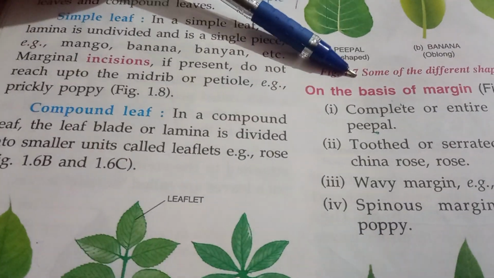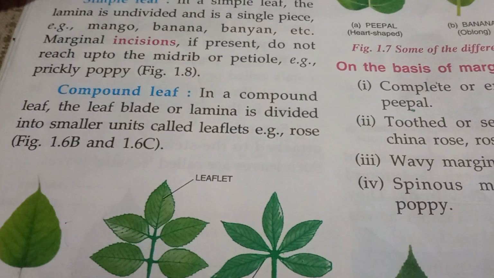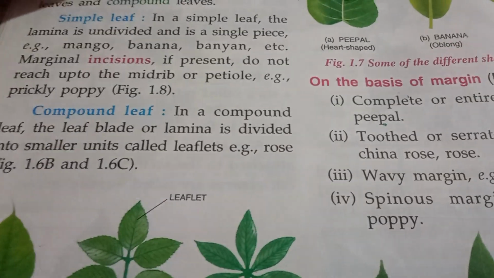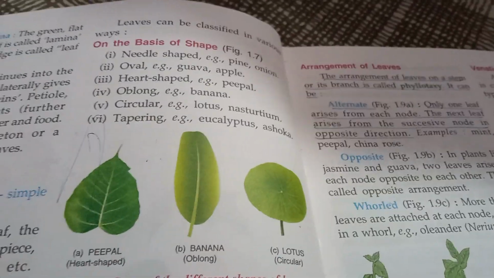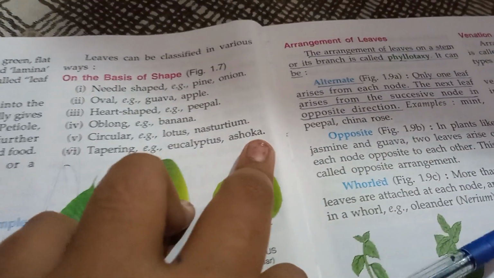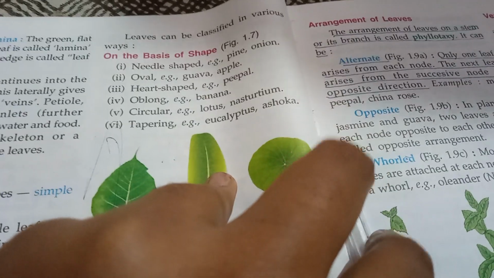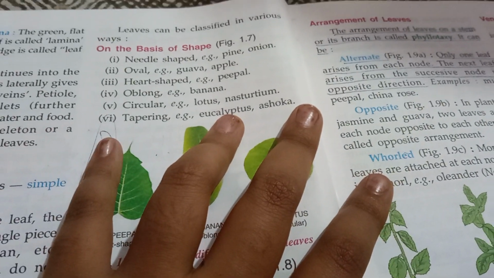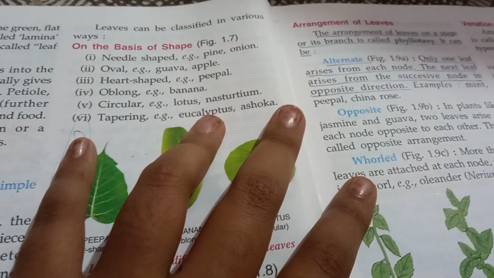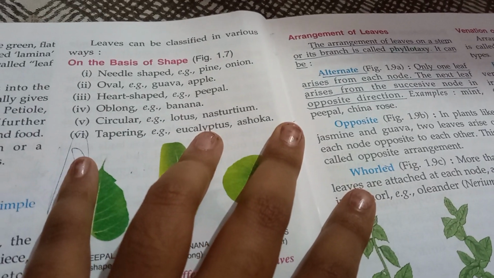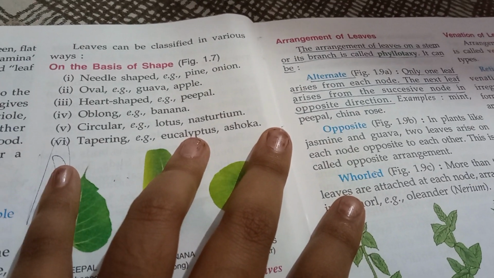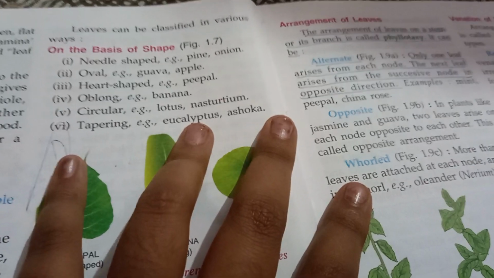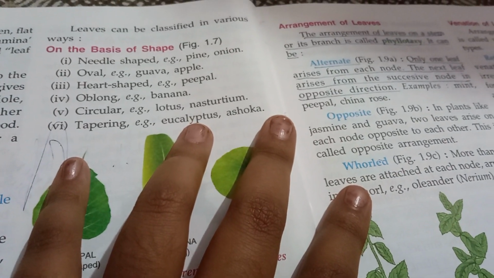But in a compound leaf, the leaf blade or lamina is divided into smaller units called leaflets. Leaves can be classified in various ways on the basis of shape: needle shape, pine; oval shape, guava; heart shape, peepal; oblong shape, banana; circular shape, lotus or nasturtium; then tapering, eucalyptus, then ashoka.